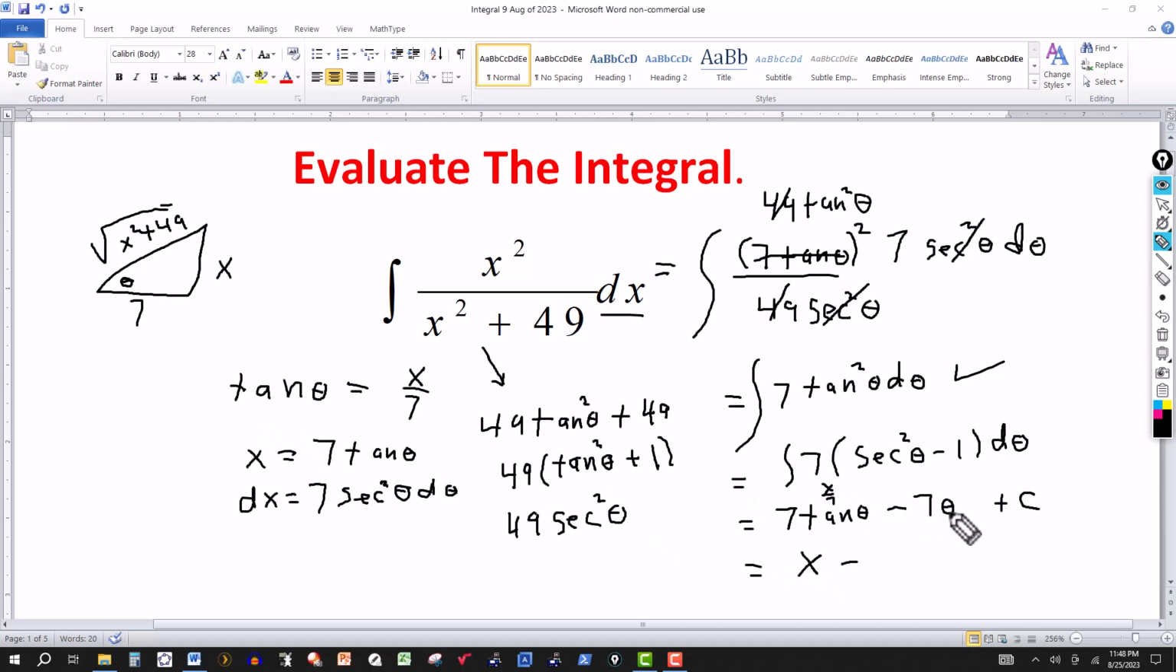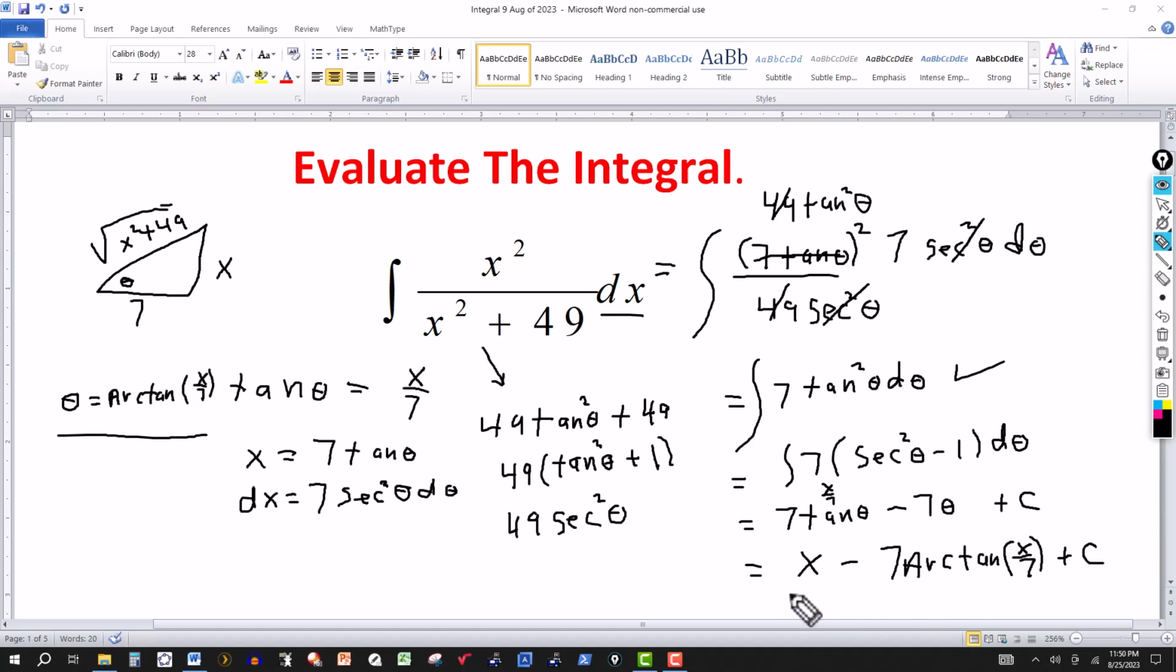And then I need theta now. So from this result here, tangent theta is equal to x over 7. Taking tangent inverse of both sides, I'll write it as arctan. Taking arctan of both sides, on the left side I just get theta, and on the right side I get arctan of x over 7. So I just come back here and replace the theta. This would be x minus 7, and theta from this result is arctan of x over 7, plus the constant of integration.